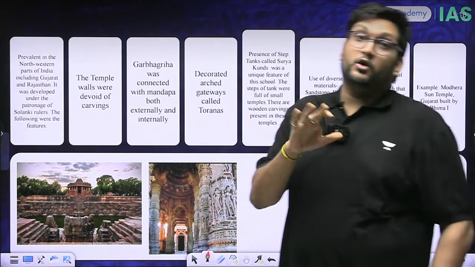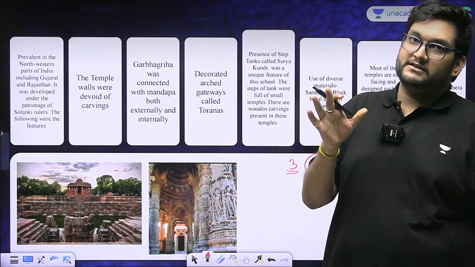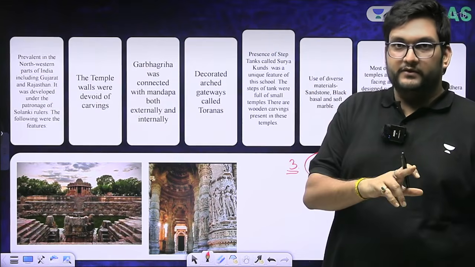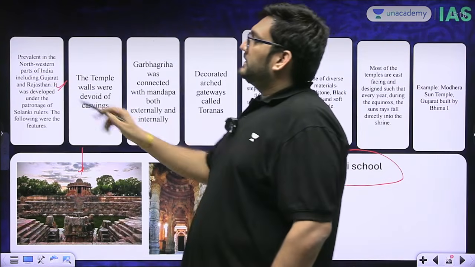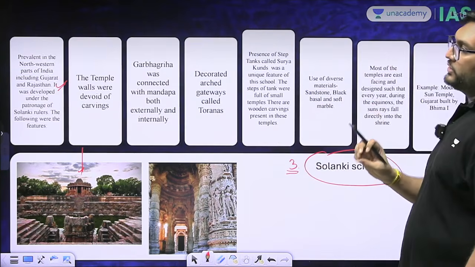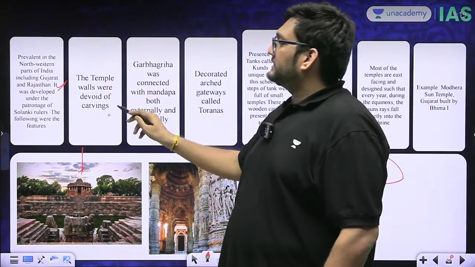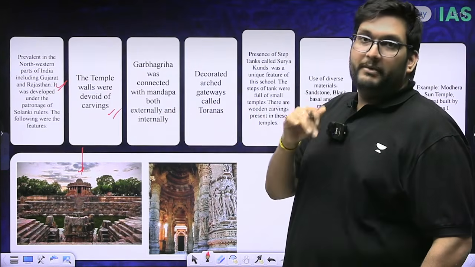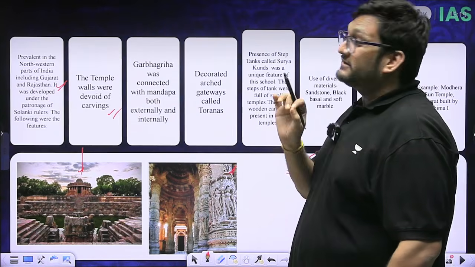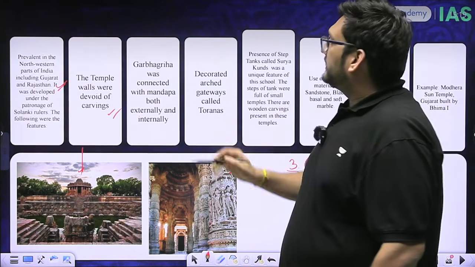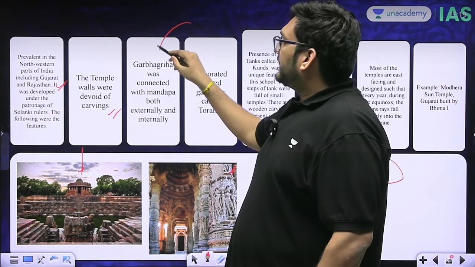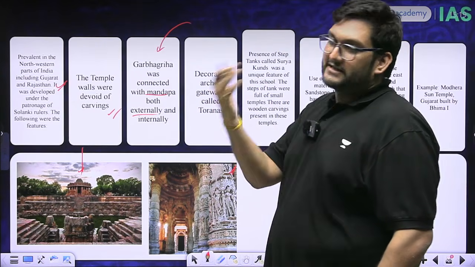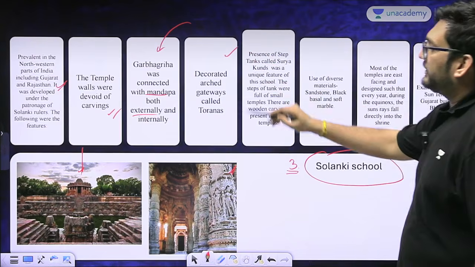Solanki School has a lot of differentiations, a lot of exceptions. The Gujarat sector is where they are actually there. So, the Gujarat sector, Solanki rulers, temples: the walls are devoid of carvings mostly, but when there is carving, it is very intricate carving based on the sun god. Sun temples are very common here, the sun temple at Modhera. Garbhagriha is connected to the mandap externally and internally, both decorated with gateways.